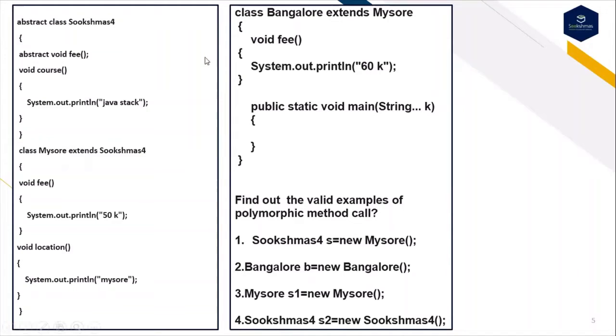This is one more class, class Bangalore, that extends from Mysore. And here also we have a method called phi. Here we are trying to print the 60k. And execution of the program begins from the main method.